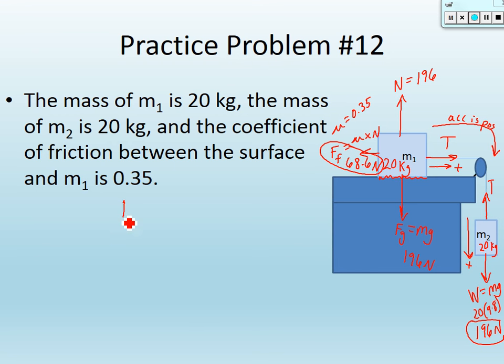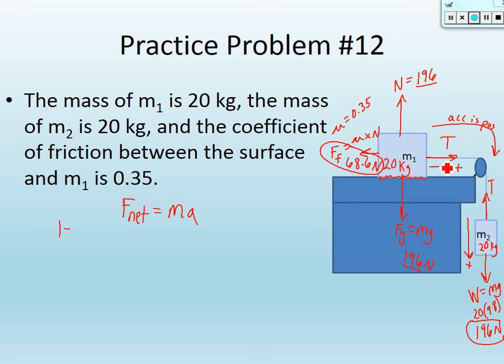Whenever you see the word acceleration, you should think Newton's second law, force net is equal to ma. We're going to have two unknowns though, because we don't know tension and we don't know acceleration. So we're going to come up with two equations. The first equation, it doesn't matter which one you choose first. I always do M1 first. Let's look at block M1 here. There's not going to be a net force going up and down. 196 is balanced with 196 down.